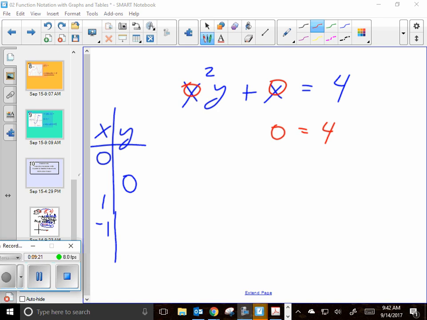I said x equals 0, so that, yes, this was the y-intercept. And the answer is none. There is no answer for that. What if I had gotten a true statement? Just to clarify, there are answers like that.